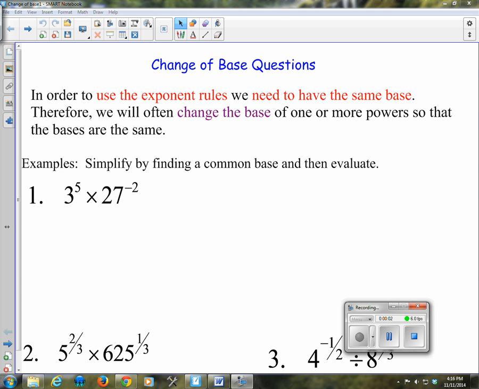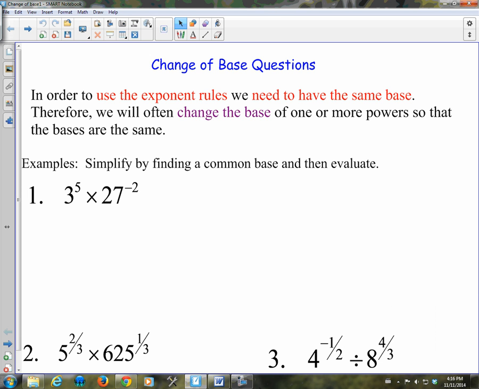All right, 3Ms, here we are, Unit 4, Lesson 5, I believe it is. So we're moving on to some more complicated work with exponents, which means we have to be aware of when we can use our exponent rules. We can only use our exponent rules when we have the same base. So in order to do that, we will need to make sure a question has the same base. So that means if it does not have the same base, we need to change the base to make it the same.